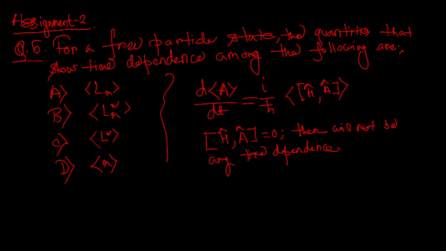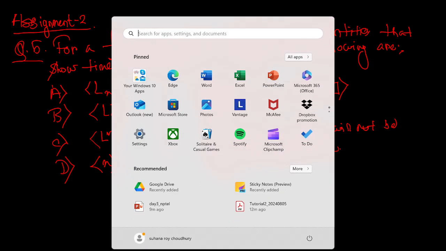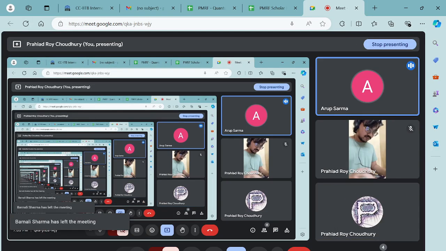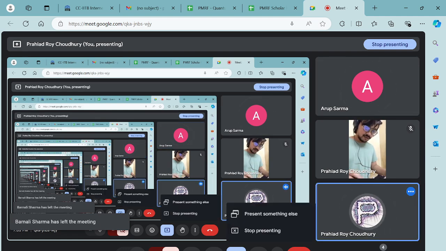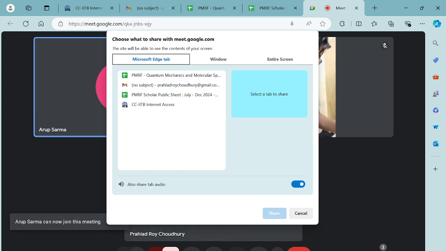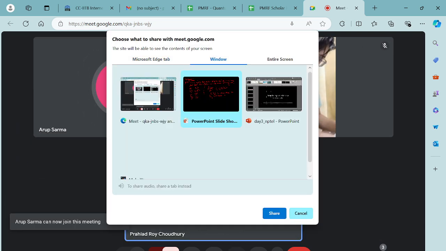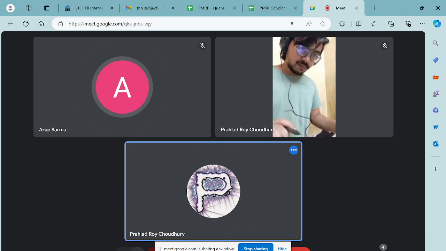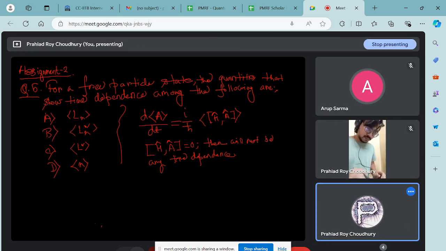The slides are not visible, no? Is it visible, the slides? One minute. Now I think it's visible.